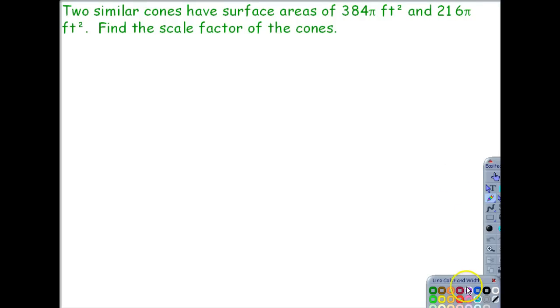All right, so what does it say? We are dealing with two similar cones. They tell us they're similar. I noticed that right away. Okay, and they have surface areas of 384 pi feet squared and 216 pi feet squared. And they're asking us to find the scale factor. Okay, so I love that Miss Bates noticed it said similar, because not all cones are similar. But knowing that they're similar and I see the words scale factor, we know we're dealing with similarity.